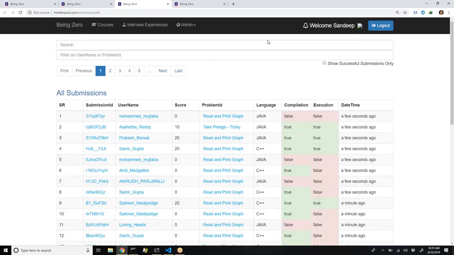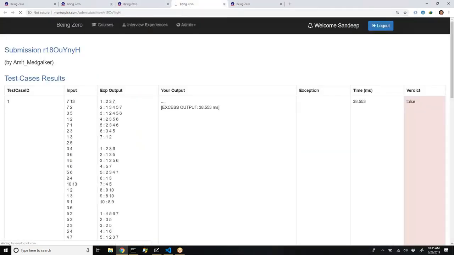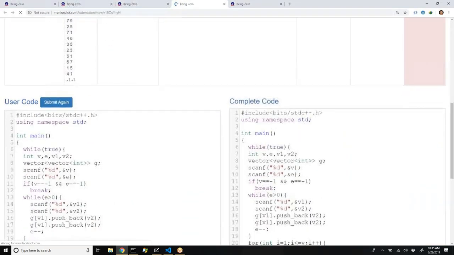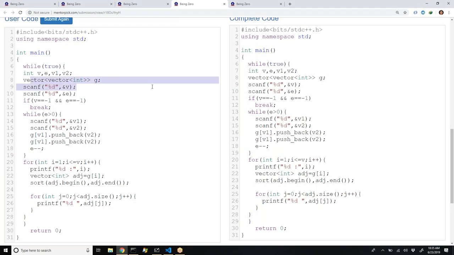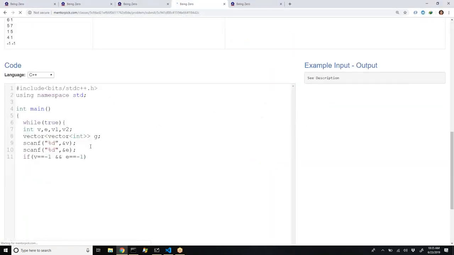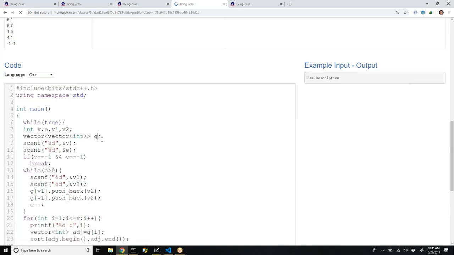You're using C++, right? So if you're using vector of vector, okay, let's see. You used vector of vector. If you typically do that, there are some issues that happen.